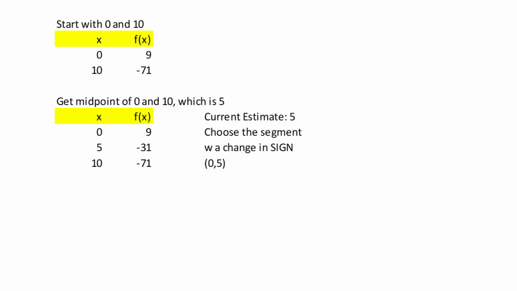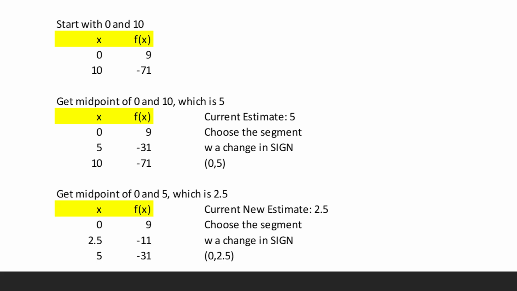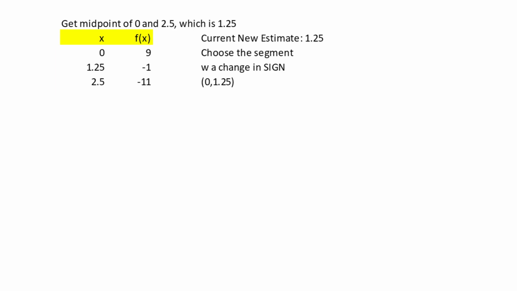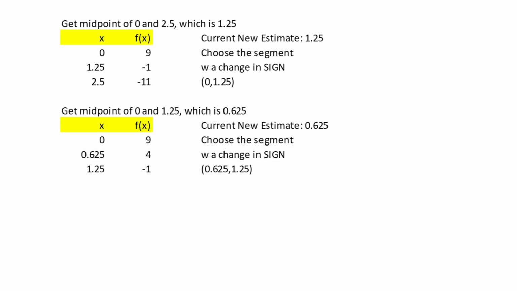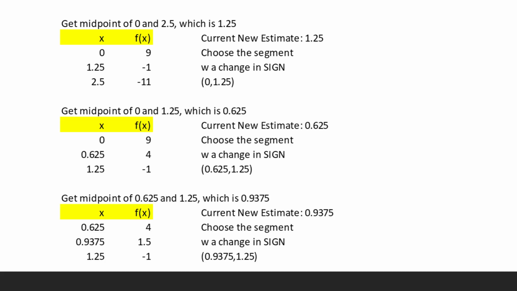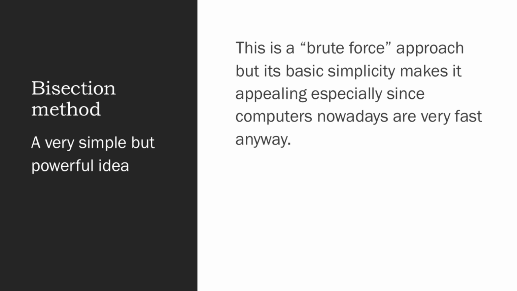And we continue doing this by the process we laid out a while ago, leading to 2.5. Continuing with the iteration or loop, the next estimate is 1.25, then 0.625, then 0.9375. And here we see that we appear to be zooming in on one of the zeros, which we know to be x equals 1. So basically, that's what the bisection method does.